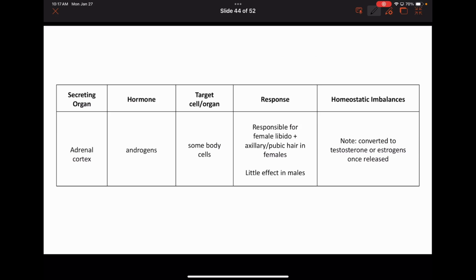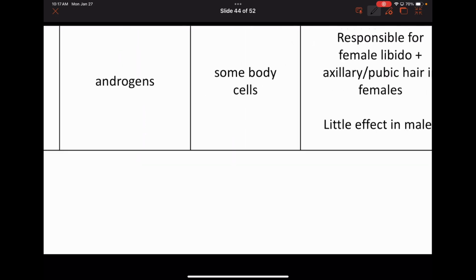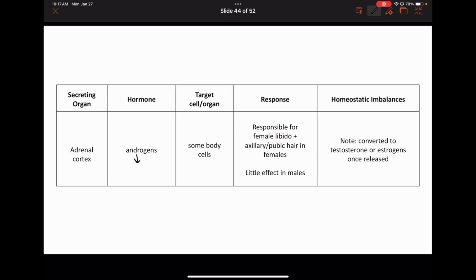And so our last set of hormones from the adrenal cortex are androgens. Androgens are basically pre-testosterone and pre-estrogen. As soon as androgens are released from the adrenal cortex, they get converted into female and male sex hormones. The target cells are some body cells, not all, very few around the body, depending on what the response is. But the response is different for males and females.